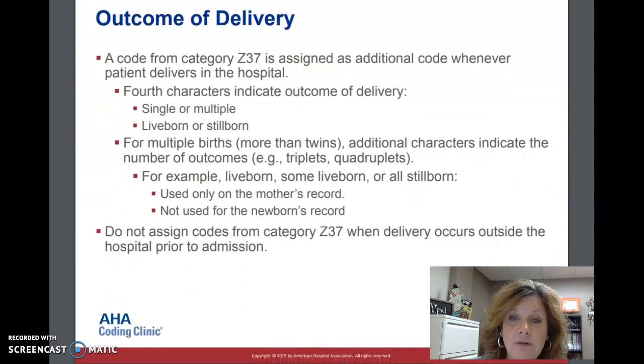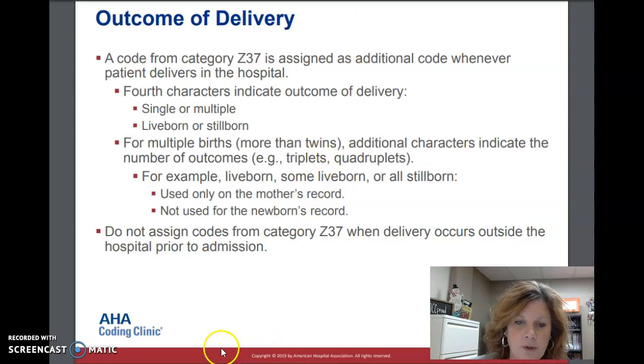Outcome of delivery: a code from Z37 is assigned as an additional code whenever the patient delivers in the hospital. The fourth character indicates the outcome of delivery: single, multiple, live-born, or stillborn, multiple births. Do not assign a code from Z37 when the delivery occurs outside the hospital. It is only assigned on that first admission.